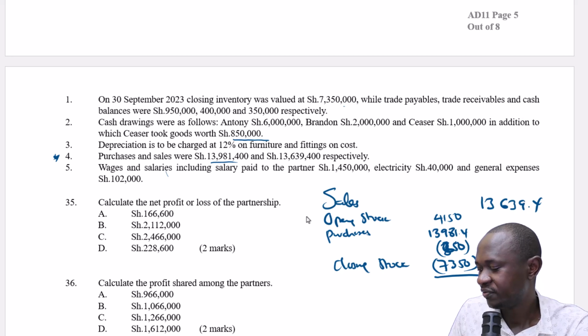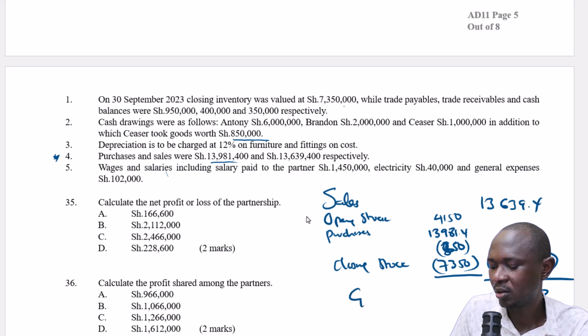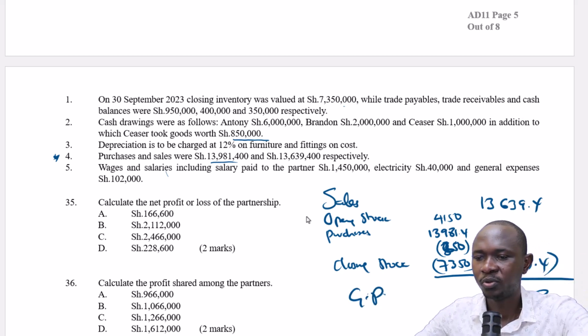So this is for 150 plus 13,981.4 minus 850 minus 7350. That gives us 9931.4. So when we less this from that, minus 136.39.4, it gives us 3708. This will be our gross profit for this business.